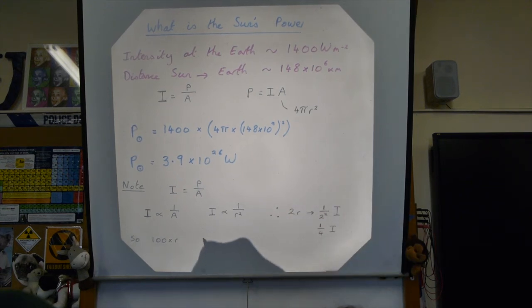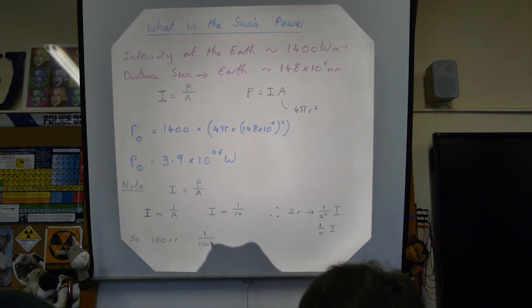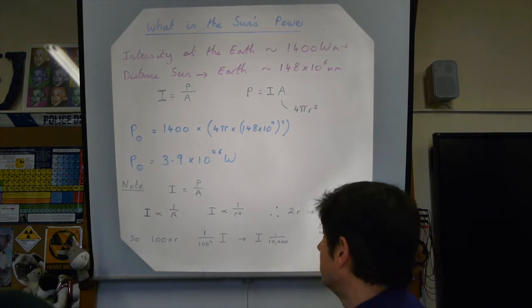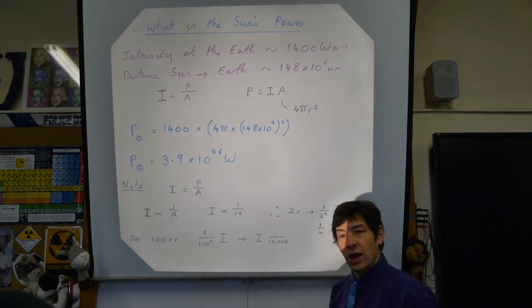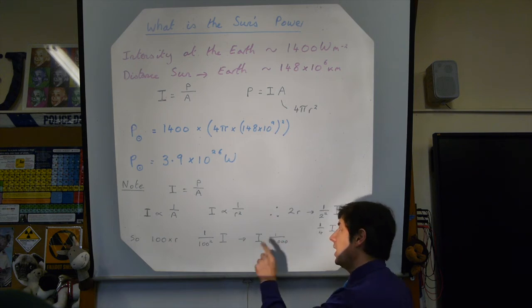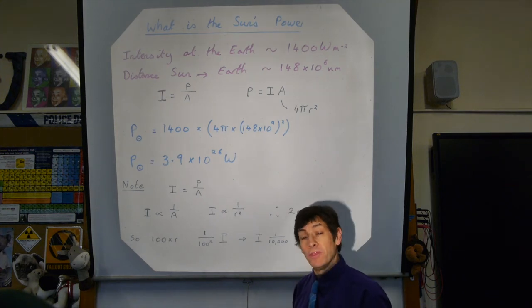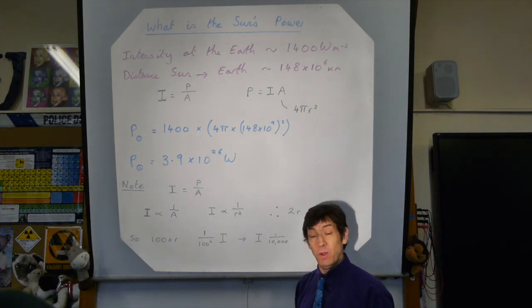Therefore we will get 1 over 100 squared of the intensity. So that will give us an intensity that is 1 over 10,000 times less. Okay, so I'm just making the point here that you need to be aware that because it's an area, the intensity is scaling with 1 over r squared.